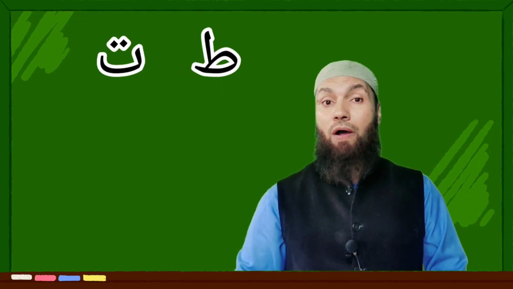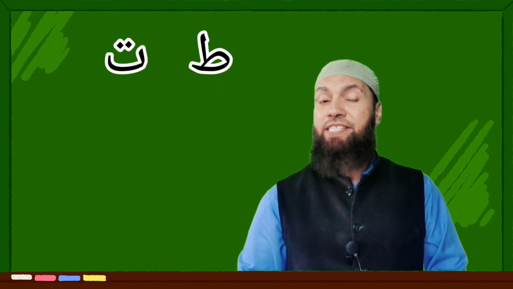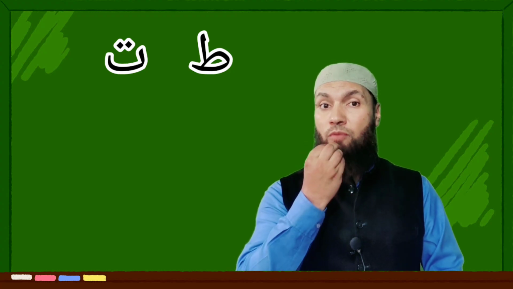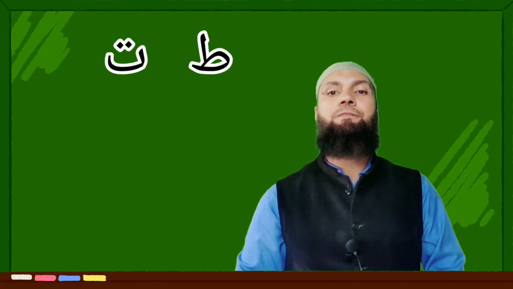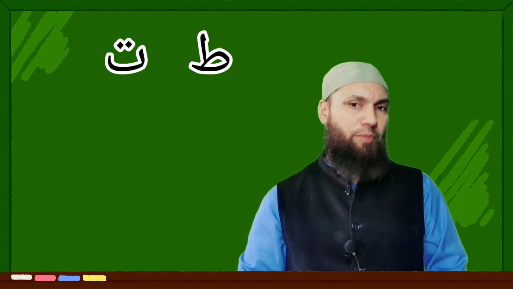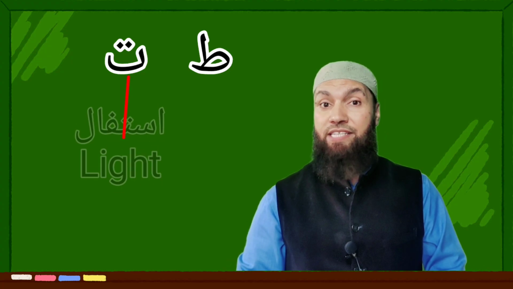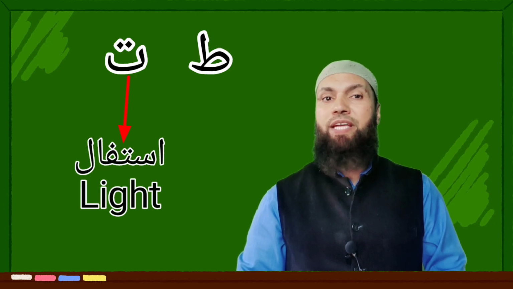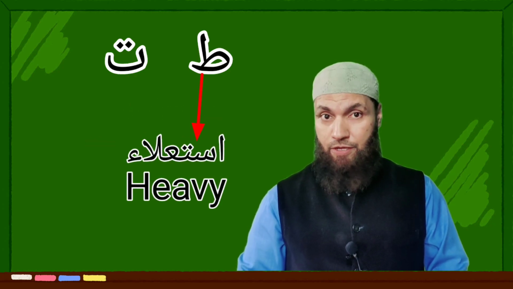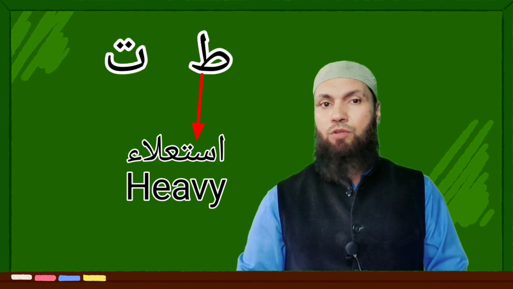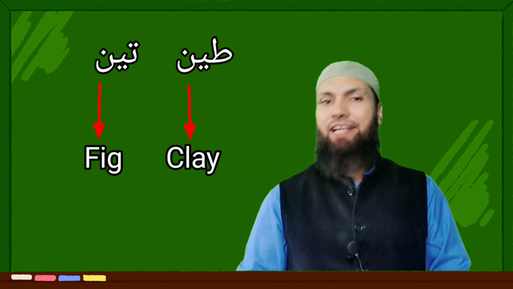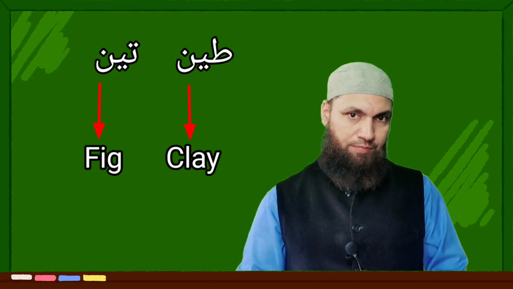Likewise, ta and ta both have the same articulation point, that is the tip of our tongue and the root of upper front incisors. However, these two letters sound different from each other because one has istifal in it, which makes it a light letter, while the other has isti'la in it, which makes it a heavy letter. So, the difference between the meanings of words teen and teen.